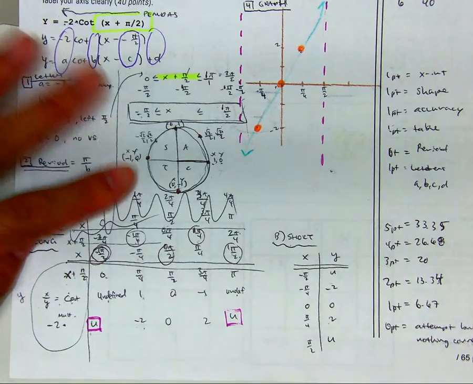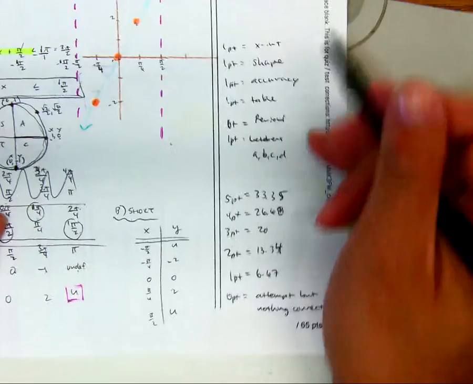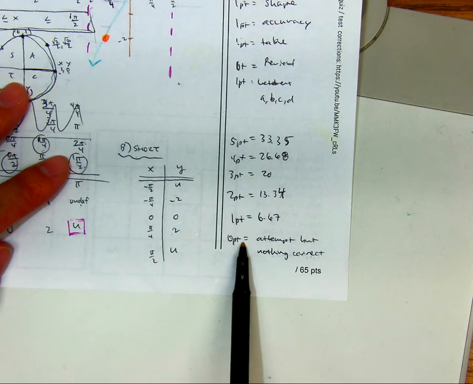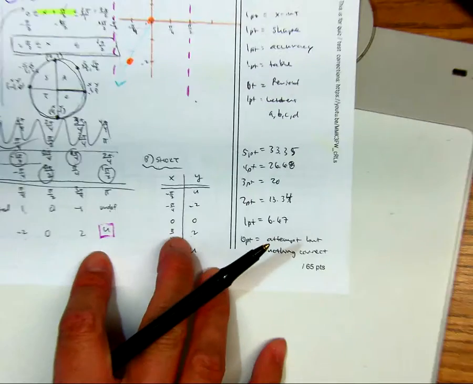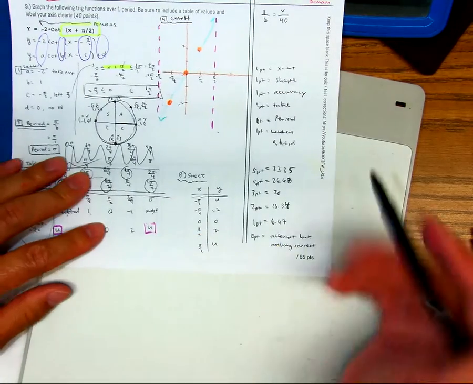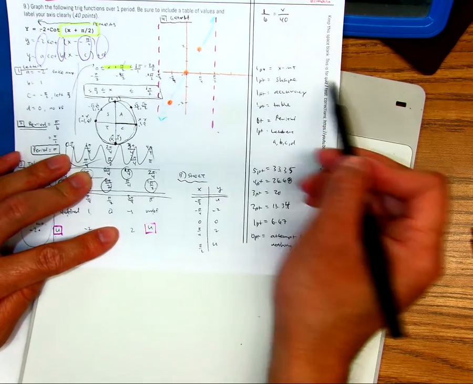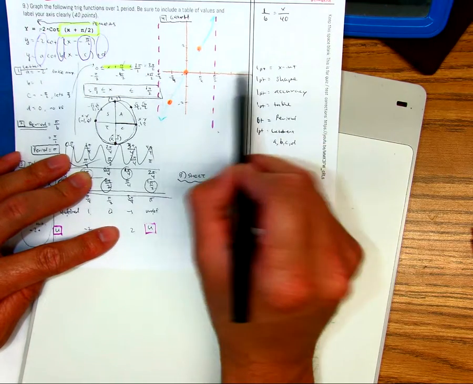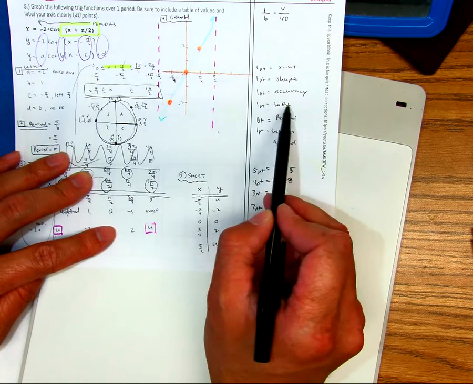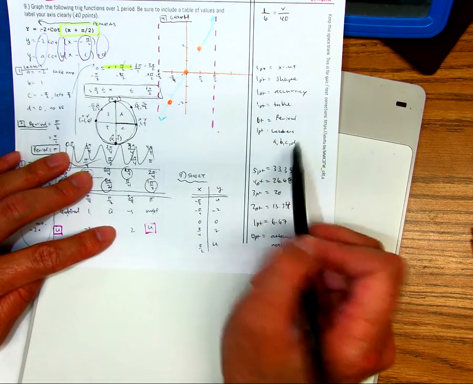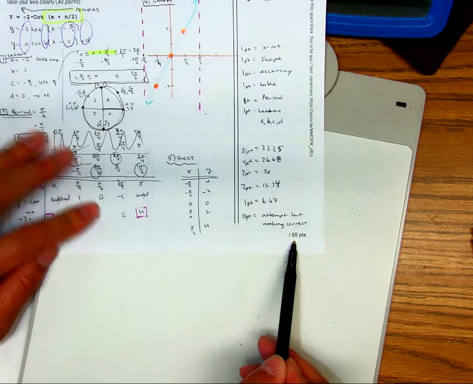So again, you did get a 0 if you attempted something but nothing was correct, so I didn't give you any credit for an attempt. And then shape is if you understood which trig function, x values or x intercepts. Accuracy, does it look accurate to me? Do you have a table of values? Did you find the period correct? And the letters. That side was out of 65. So 65 out of 35.